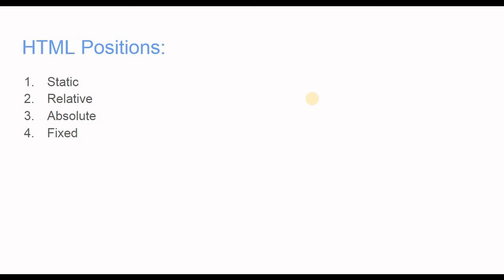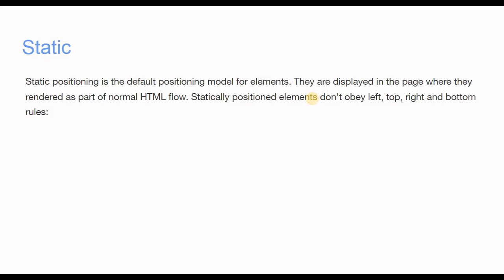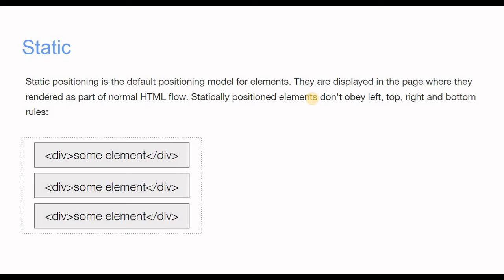As you can see on my screen, there are four basic or four popular HTML positions which a developer basically uses, and these four are static, relative, absolute, and fixed. So what is static position in HTML? Okay, you can read this definition, but this kind of definition you will find in Google anyway. But what I am going to tell you is this.